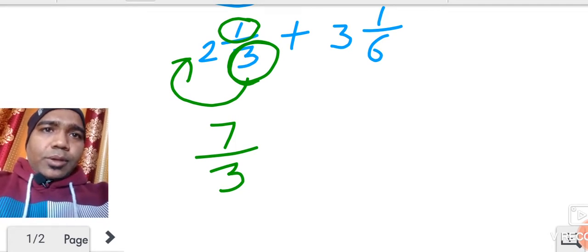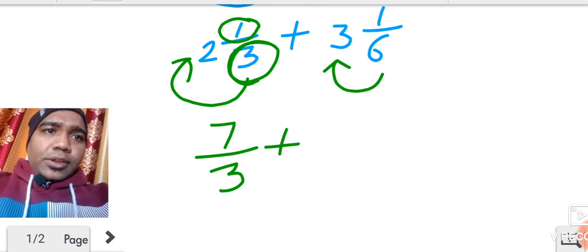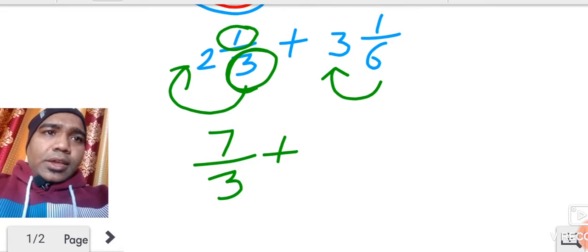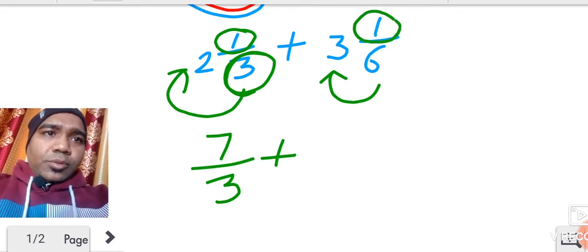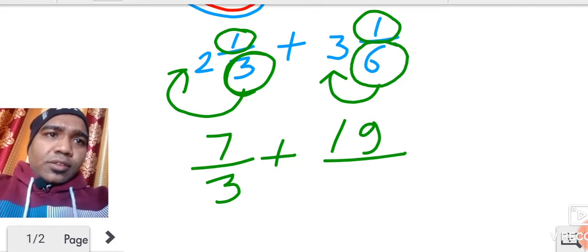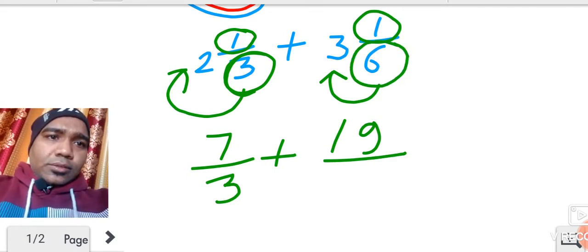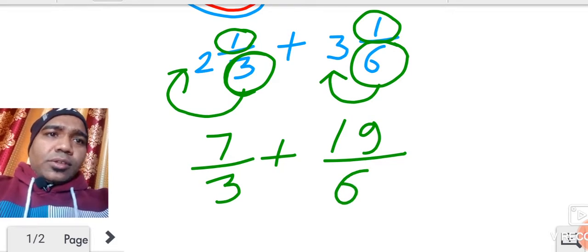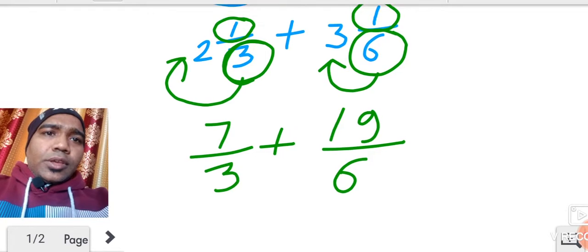Now what we have to do here? We have to now change this part. 6 into 3, how much will we get? 18. 18 and this plus 1, how much will we get? 19. So that 19 you will write in the numerator. Now in the denominator what is there? 6 is there, so you will write 6 as it is. Got it? Now we have changed the mixed fraction into an improper fraction.